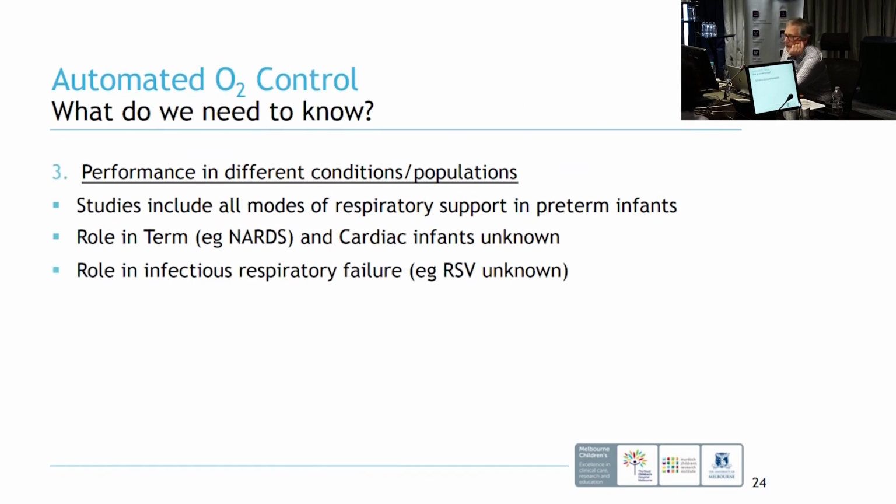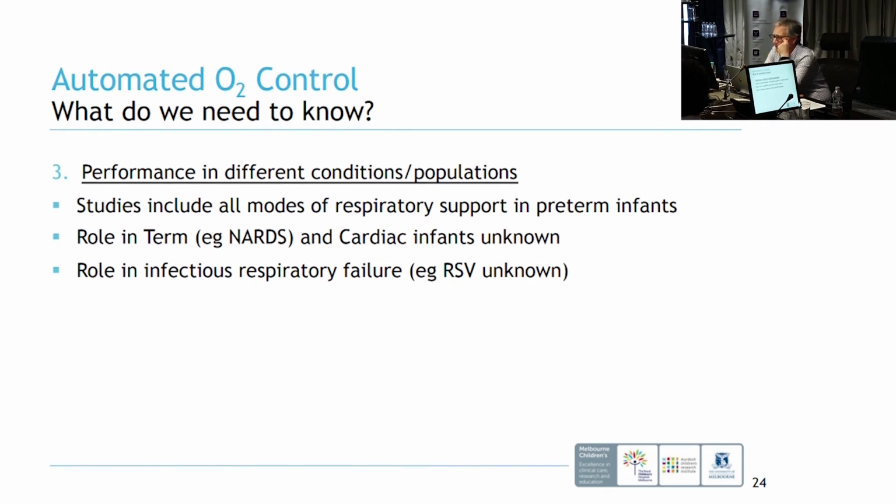So all of these studies have been done in babies with acute RDS or recovering RDS, preterm babies. And so do we know if there's any benefit in using it in other populations? And in particular, the role in the term baby. The cardiac babies are really interesting because the algorithms will need to be changed to focus on cardiac babies, but the risk of recurrent hypoxic episodes and hyperoxic episodes in the cardiac babies is probably equally as bad as in the preterm babies.